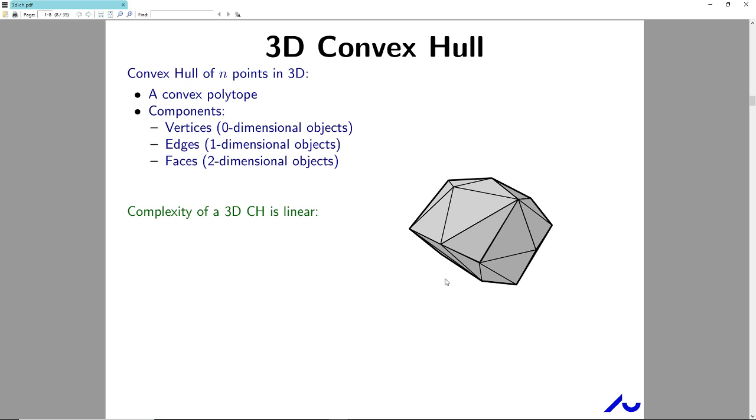The first thing we'd like to show about 3D convex hulls is that their complexity is linear. In 2D this was obvious because it was simply a polygon and it had n edges in the worst case. The complexity could be slightly larger in 3D, but it's not beyond linear. In particular, what we're going to show is that the surface of the 3D convex hull is almost equivalent to a planar graph.